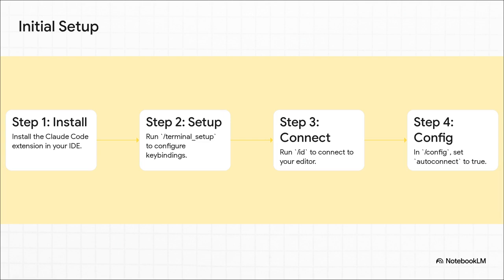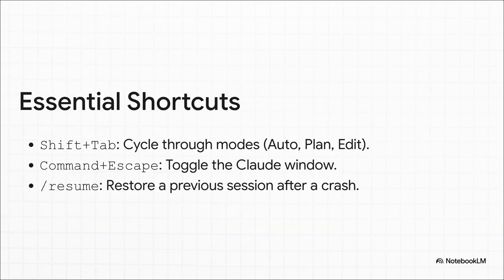Oh, and here's a pro tip for you. Go into /config and set autoconnect to true. It's such a small change, but trust me, it saves a ton of hassle. These shortcuts, they're going to become muscle memory really fast. Shift plus Tab is your absolute best friend for cycling between modes. You know, like Auto for when you trust it to just go for it, or Plan for when you need it to think before it acts. And please, don't forget /resume. If your browser ever crashes, that command is an absolute lifesaver.